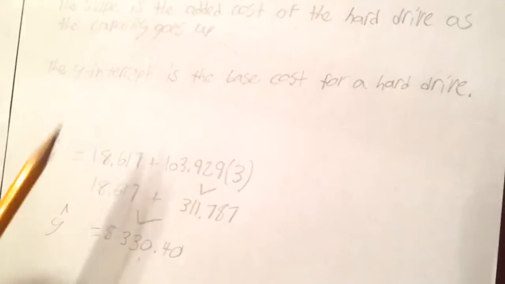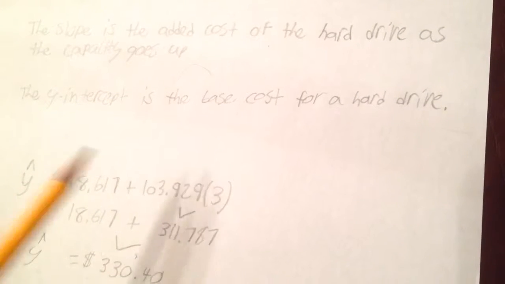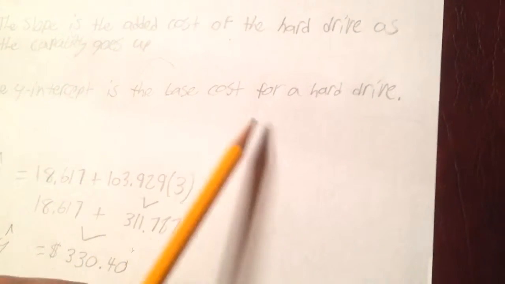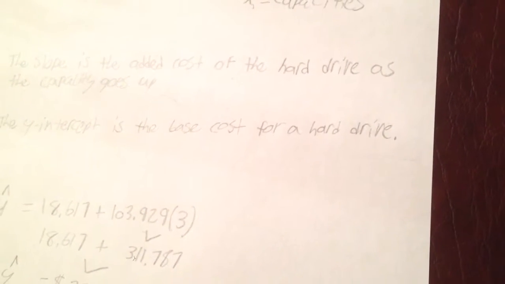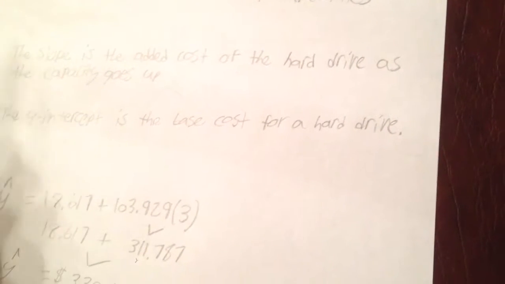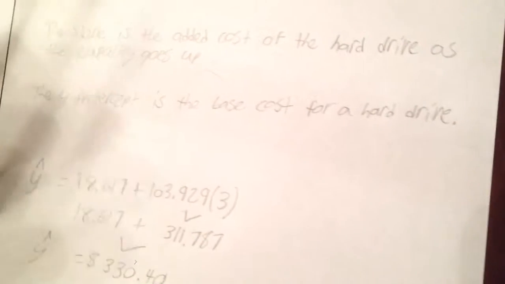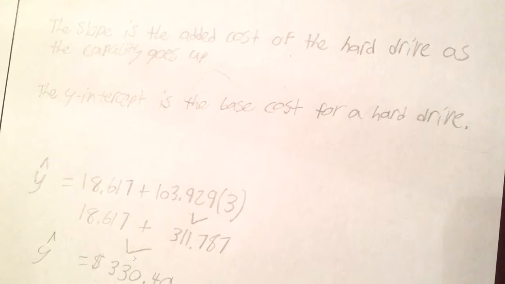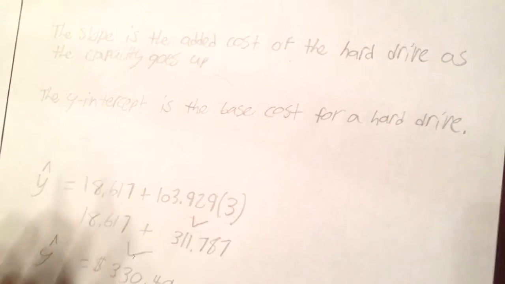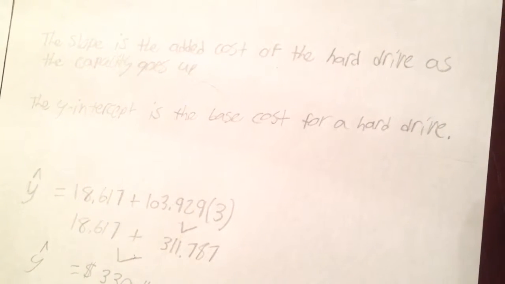And the y-intercept tells us the base cost for a hard drive. So if a hard drive had a really small memory, there would still be a base cost in place that they would charge. It wouldn't be next to nothing or free.